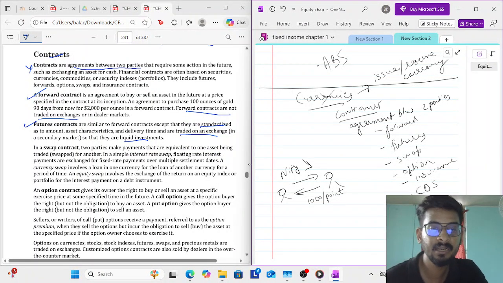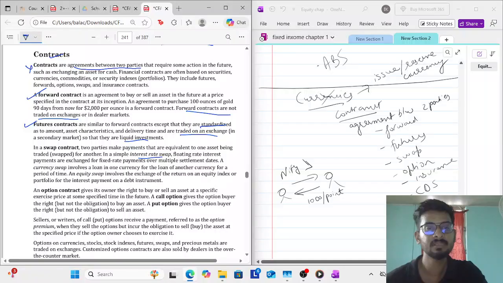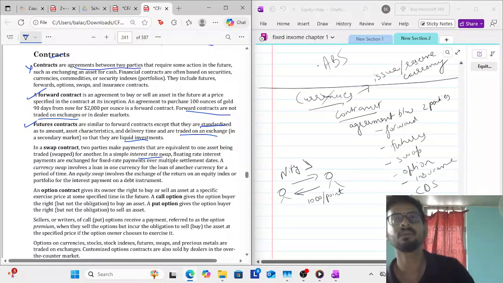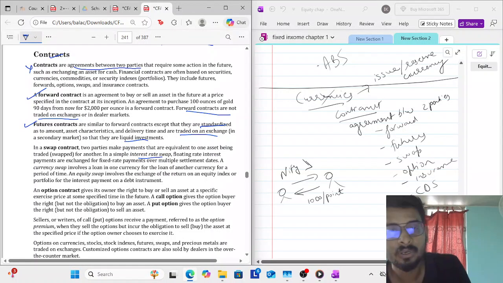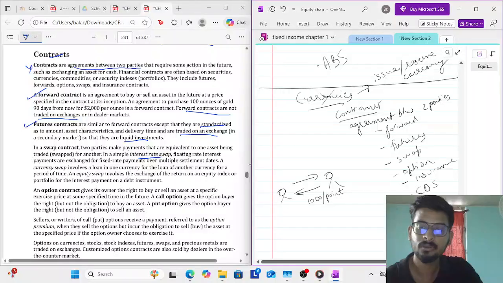So now a simple interest rate swap. Here one more type of swap is coming. Floating rate interest, we have learned in the fixed income first chapter. For floating rate interest, we usually refer to MRR, market reference rate. I told you it's a variable rate such as SOFR, LIBOR. Floating rate interest payments are exchanged for fixed rate payments over multiple settlement dates. So what is an interest rate swap? This guy is telling, I will give you a variable interest rate and you give me a fixed interest rate.